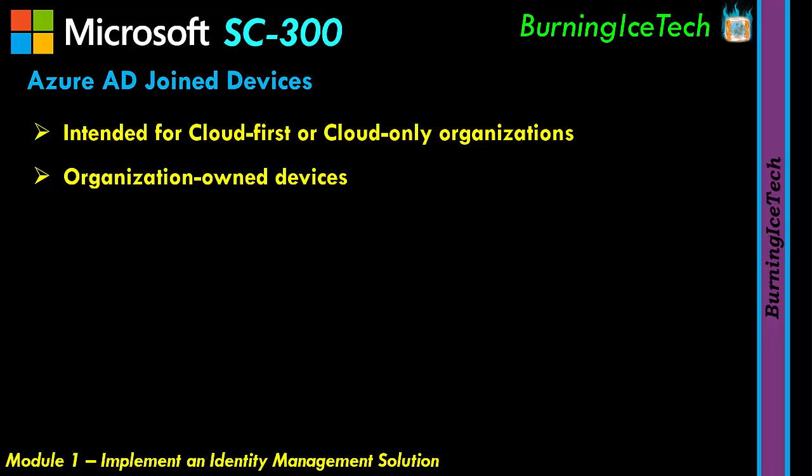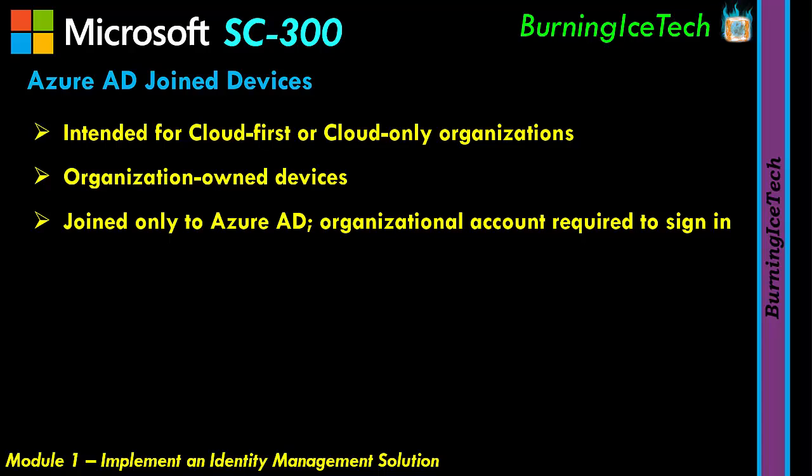All right. So these Azure joined devices are joined only to Azure Active Directory. An organizational account is required to sign in. So yeah, normally if you want to join a device to the company's Azure Active Directory, you need to have an organizational account, which means you need to work for this company. Not just some random willy-nilly from the street is going to be able to join their device, because that would be seen as a security risk. You have to work for the company.